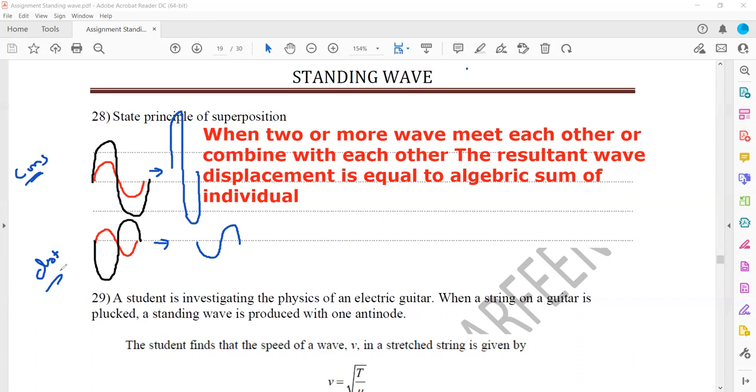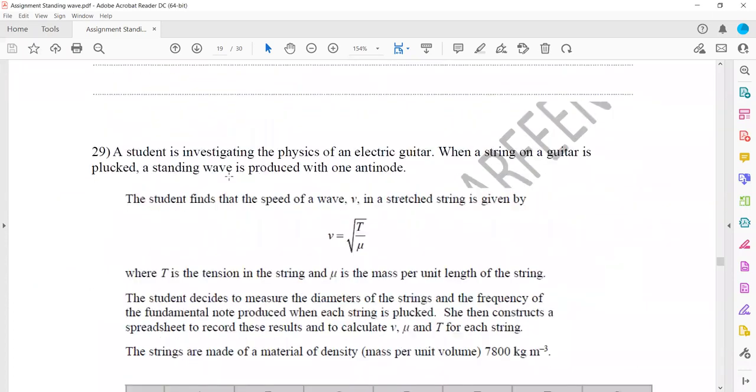So when two waves combine with each other, the displacement of the resultant wave is equal to the algebraic sum of the individual waves. Is it clear, the superposition principle? Yes, sir, clear. Okay, then next question.